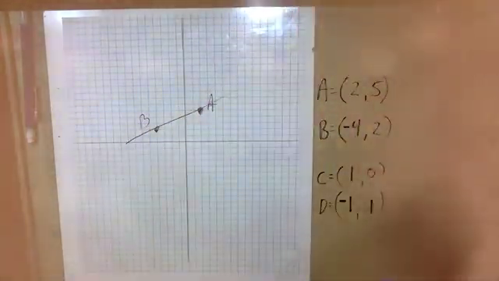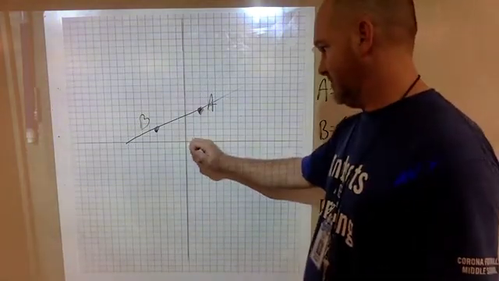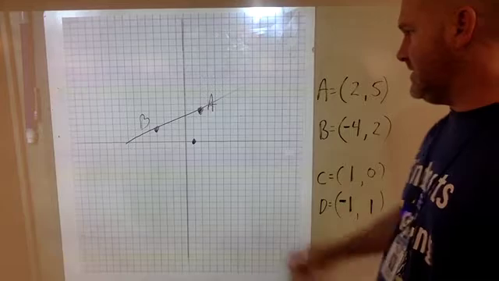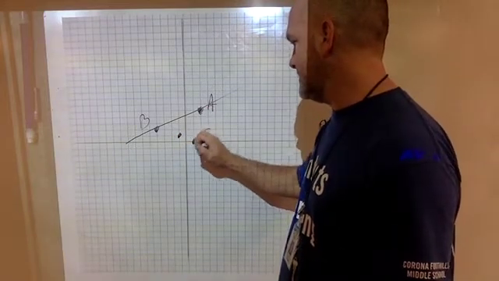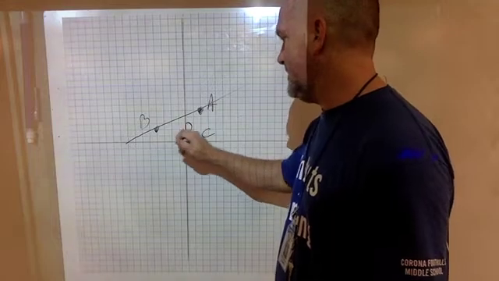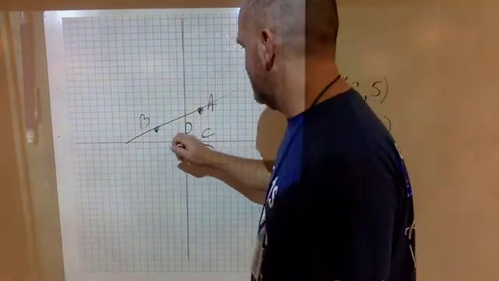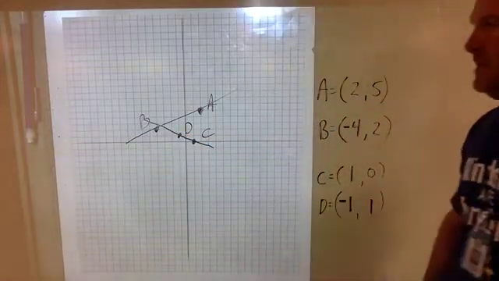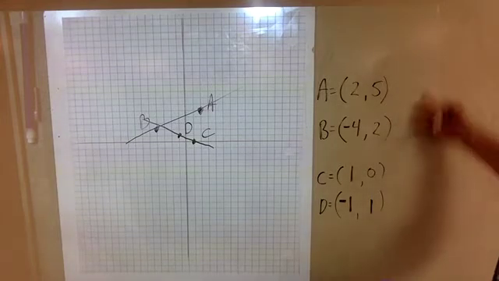All right, now let's plot C and D and connect those. C is at 1, 0, which is right here. D is at -1, 1, which is right there. So this is C and this is D. Now, if you connect C and D, clearly the lines CD and AB are not parallel. They intersect. So where did we go wrong over here?